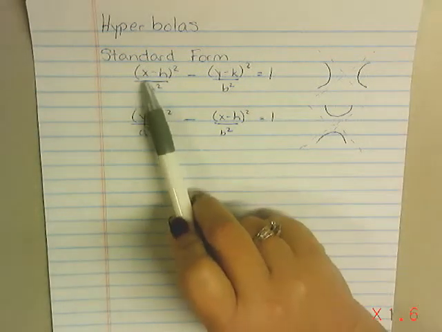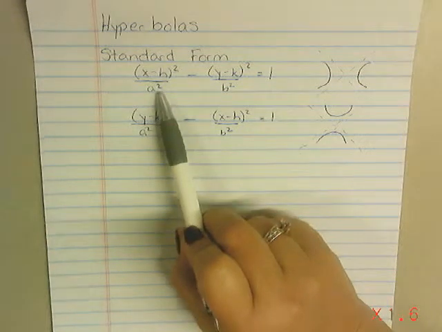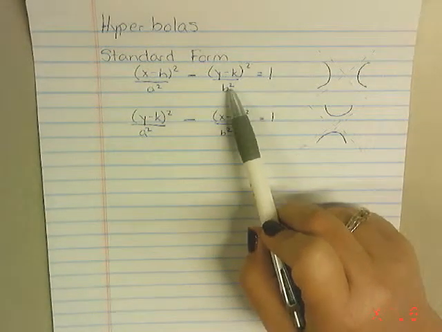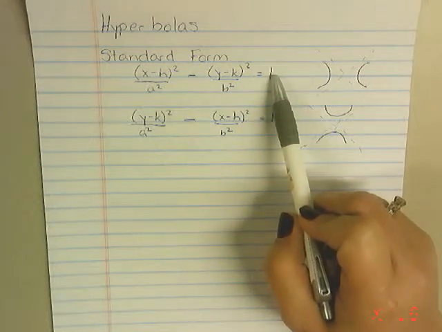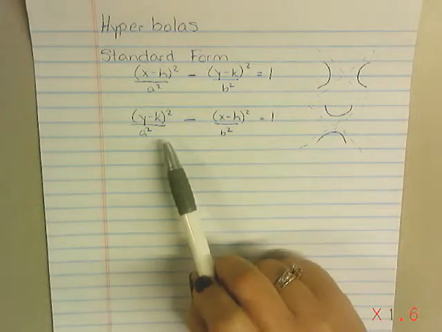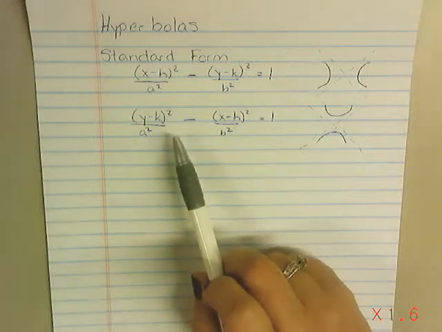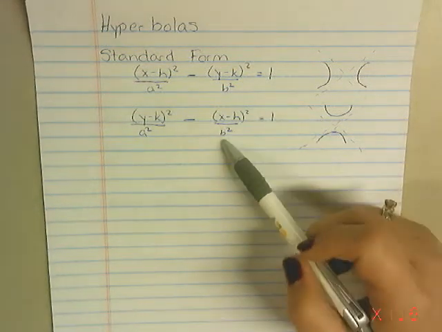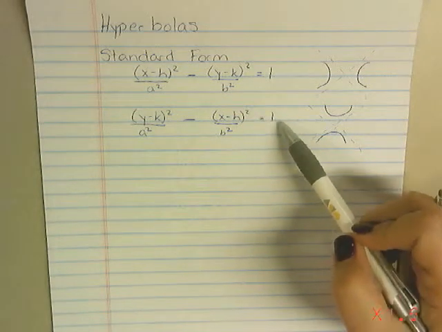So you have (x minus h) squared over a squared minus (y minus k) squared over b squared equals 1. And then you just have the opposite: (y minus k) squared over a squared minus (x minus h) squared over b squared equals 1.